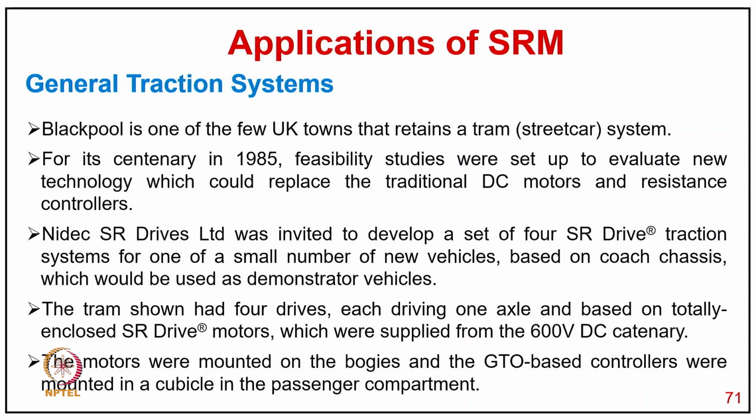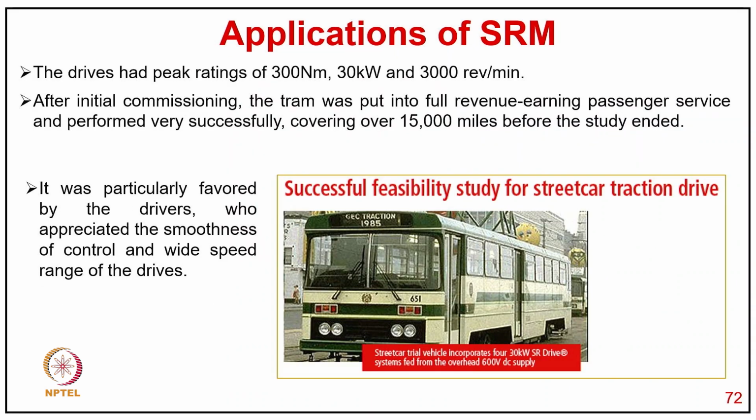The tram had 4 drives, each driving 1 axle, and based on totally enclosed SR drive motors, which were supplied from the 600-volt DC catenary. The motors were mounted on the bogies, and the GTO-based controller was mounted in a cubicle in the passenger compartment. And this is typically the successful feasibility study of car traction drive. So the drive had a peak rating of 300 Newton meter, 30 kilowatt, and 3000 RPM.